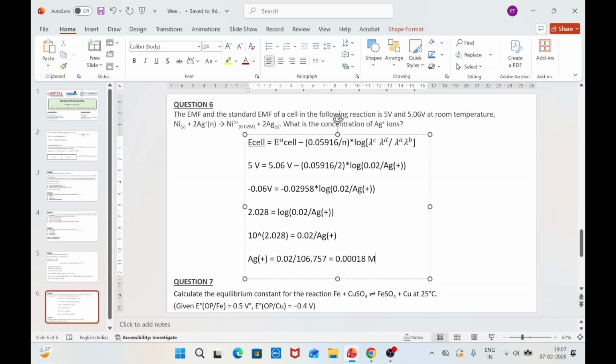I have not taken the exponents into consideration. So here it is written that for every 1 mole of Ni getting oxidized to Ni2+, 2 moles of Ag+ is undergoing reduction to form 2 moles of Ag. So this expression here should be squared.